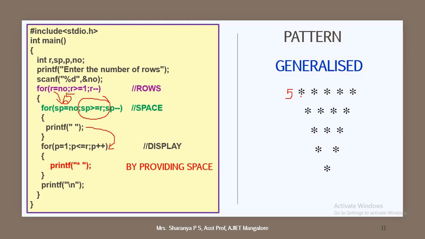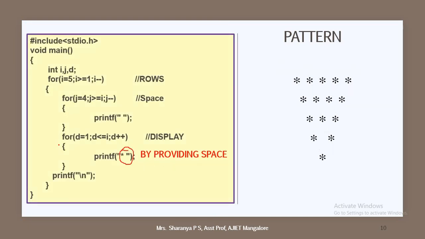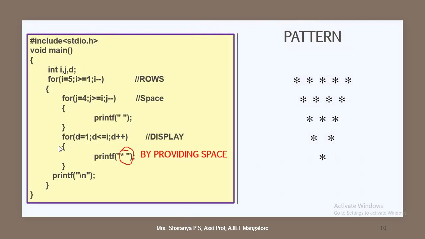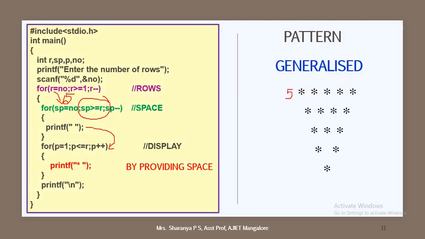How the star processing works: it will begin with 1 and keep incrementing. So star will display with the 1 and it will be less than or equal to r. This is how we can build the code to display the logic for this particular loop.